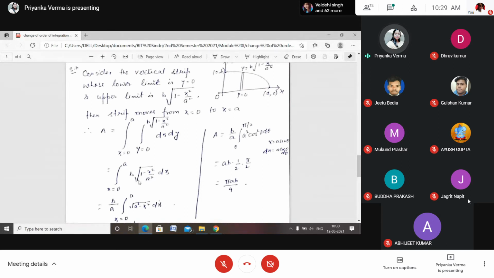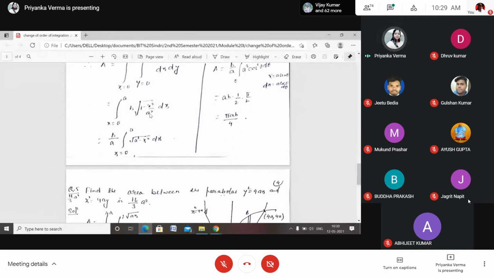Okay, now from here, if you take a square out, this will be the square root of a square minus x square. So this is b by a, integral from 0 to a, square root of a square minus x square dx. So now the integral has been converted into terms of x only. Now you can integrate it by any method.